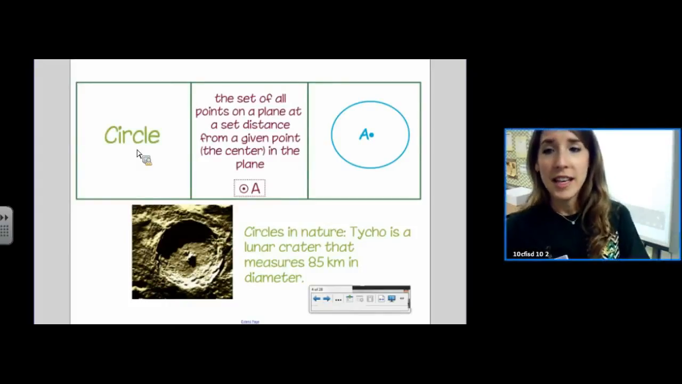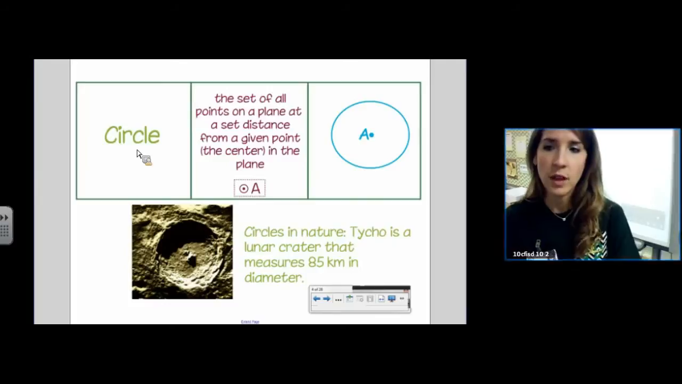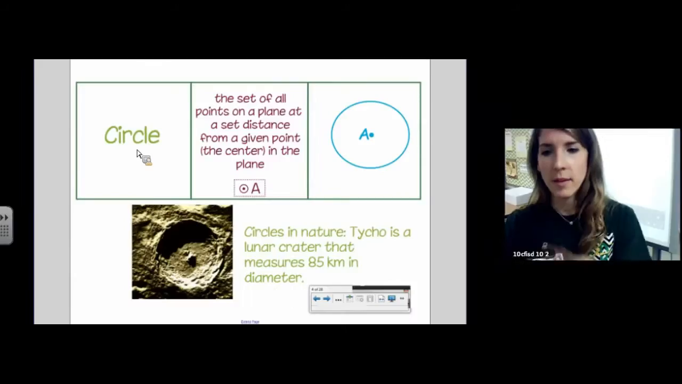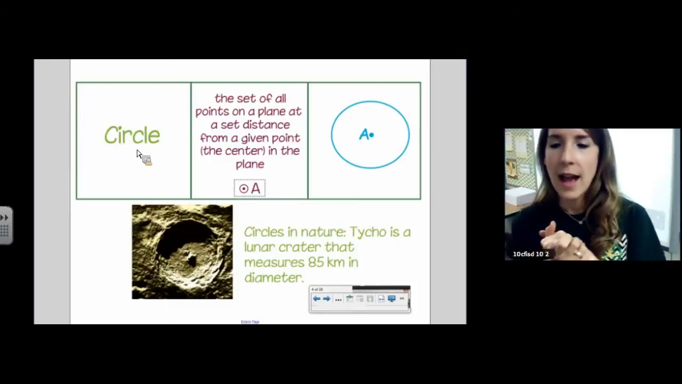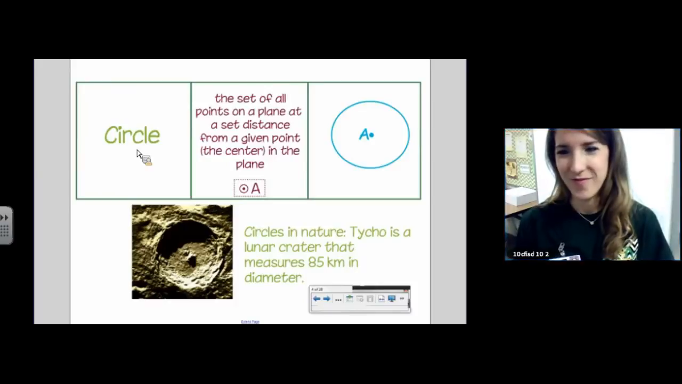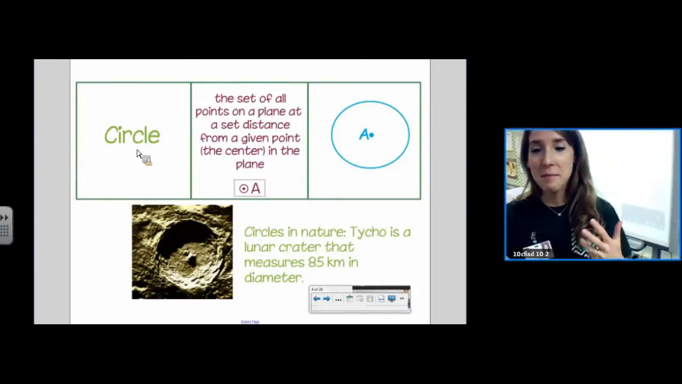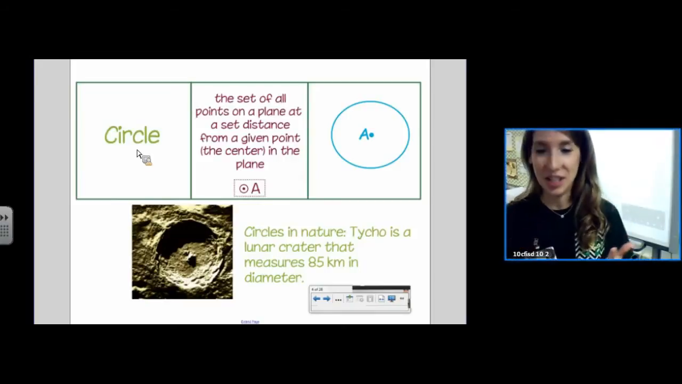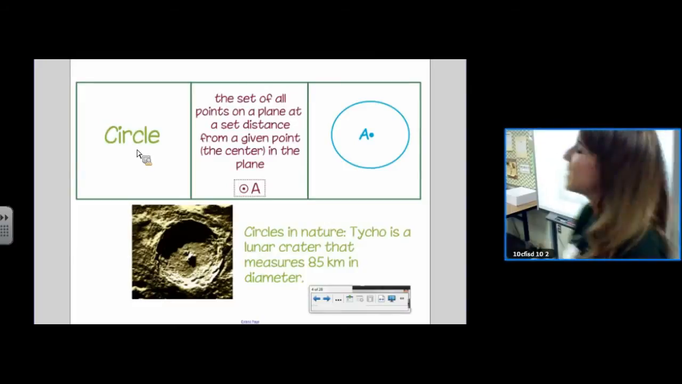A circle is the set of all points on a plane at a set distance from a given point, which is the center in the plane. How do you think you name a circle? How do you call one circle different from another one? How do you name a circle? I'm glad we went over this. So some people said midpoint, some people said middle. The answer is center. It is a specific word. So yeah, we name a circle based off of its center.